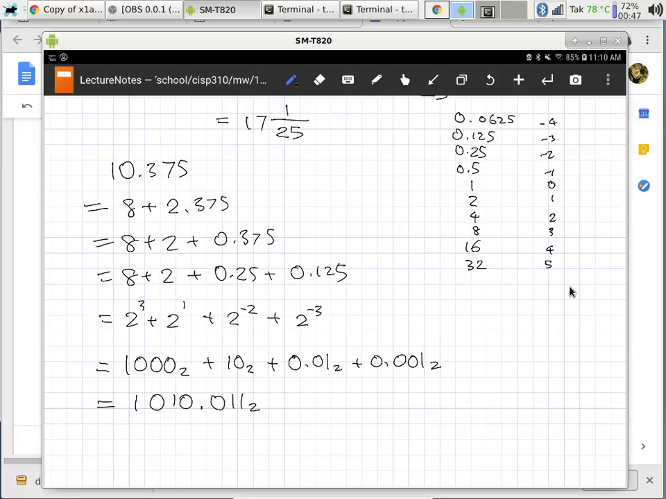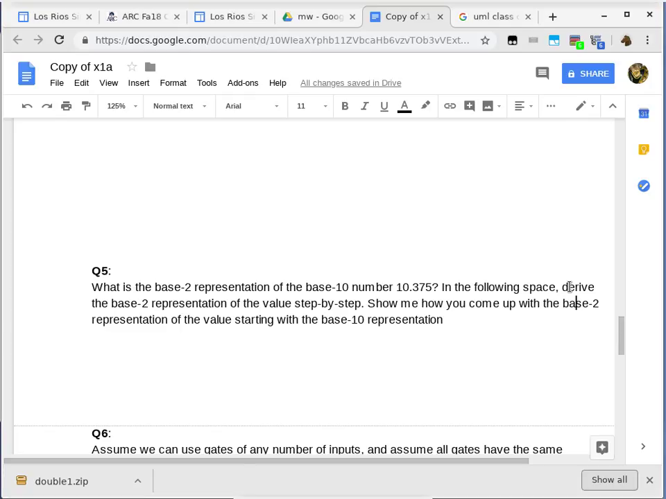Okay, so any other questions about this one? How the derivation works? Yep. Just wondering about the wording of the question. Did you ask for each individual step? In my mind, I kind of go to the table. Show me how you come up with the base 2 representation. So it's important that we have the steps showing it. Instead of just jumping directly to 1010.011 in base 2, I need the intermediate steps.